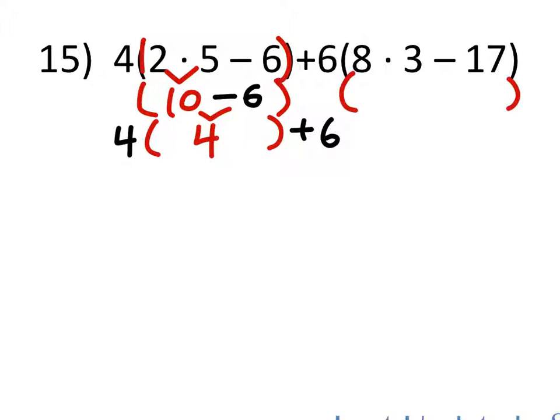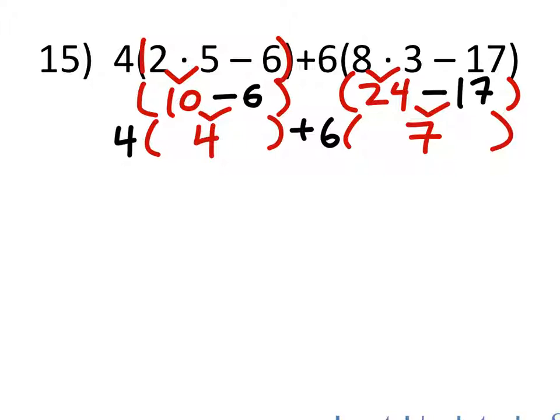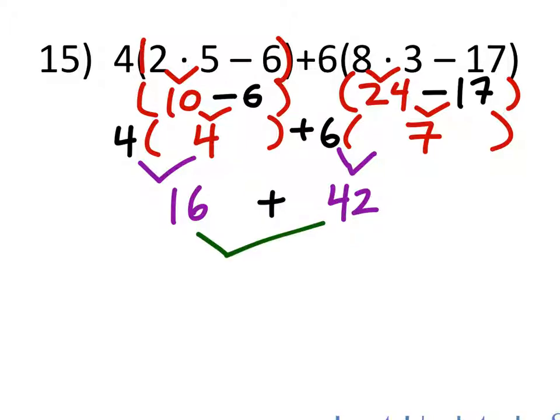Once again, no parentheses, no exponents, but I do have multiplication. 8 times 3 is 24, minus the 17. 24 minus 17 is 7. So now I've got two parts: 4 times 4 and then 6 times 7, which I need to do first. The multiplication: 4 times 4 is 16, 6 times 7 is 42. So I'm going to add these two. 16 plus 42 would be 58.